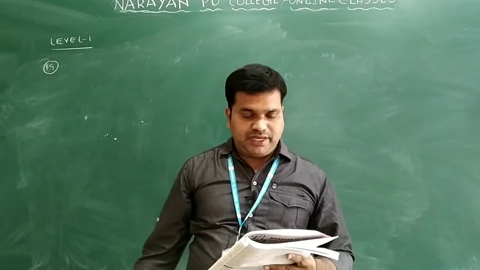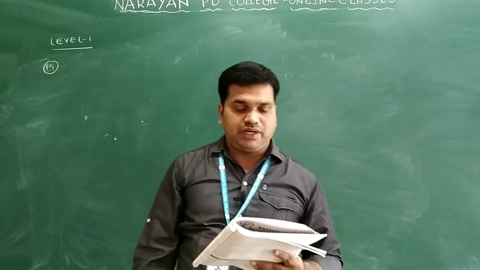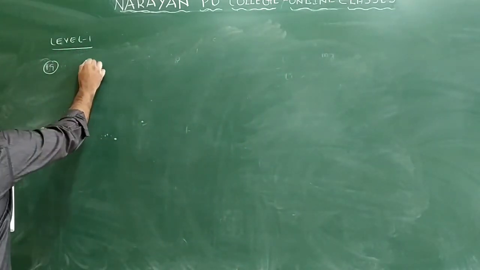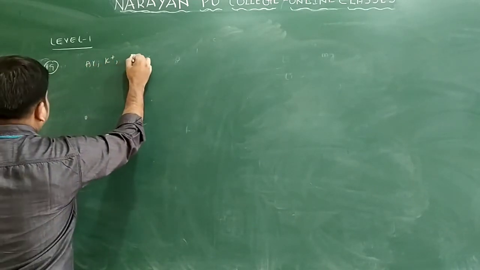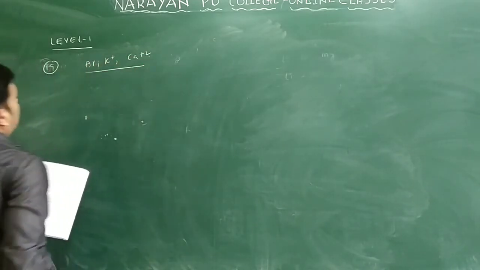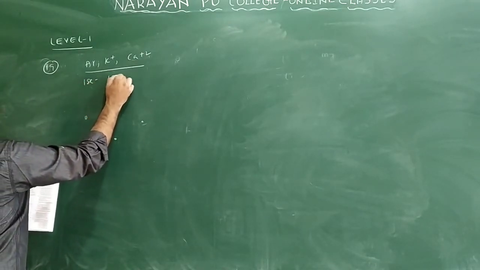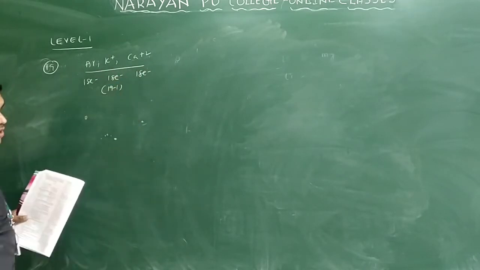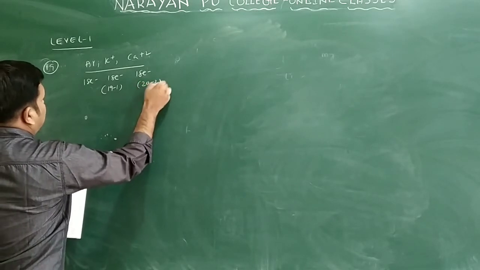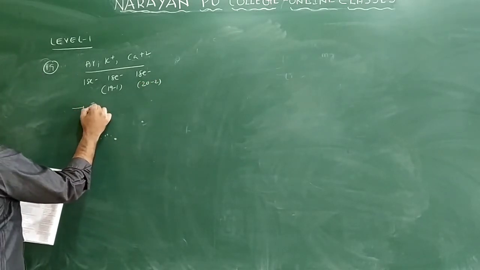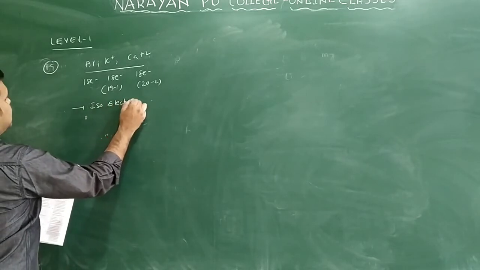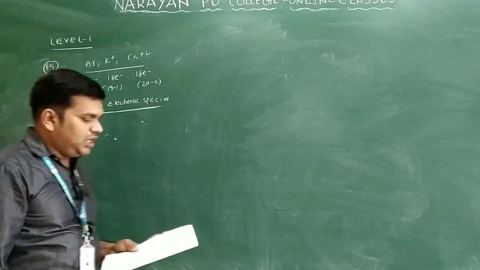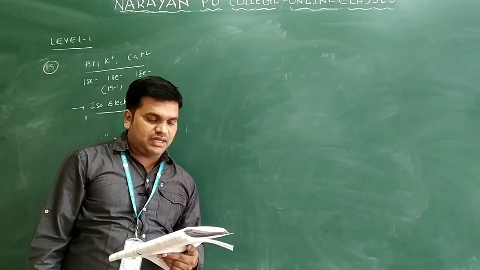The next one we have is question number 19. The species argon, K plus, Ca plus 2 contain the same number of electrons. In which order does the radius increase? Argon has 18 electrons, potassium has 18 electrons, calcium has 18 electrons. How is it 18? This is 19 minus 1, a positive charge is there. Here this is 20 minus 2, 18 only. So the electrons are the same. Those we can call isoelectronic species. They are asking about the order of isoelectronic species.